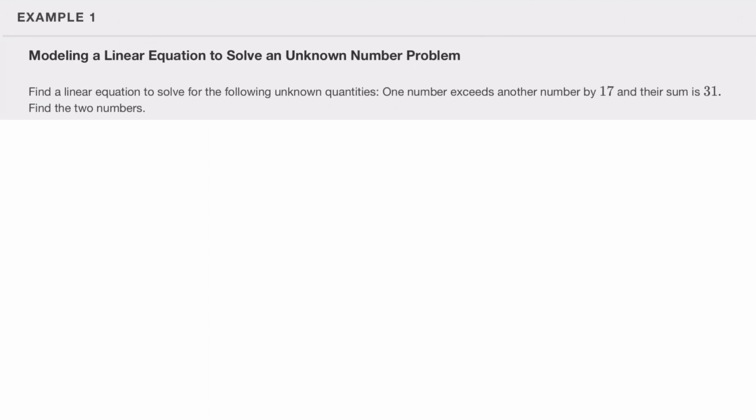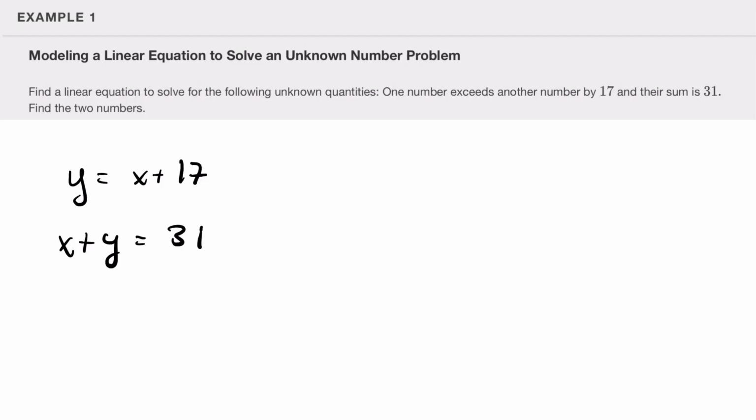So it says one number exceeds another number by 17. So y equals x plus 17, okay? And then if you add the two numbers together, their sum is 31. So that means x plus y equals 31. We have two equations, two unknowns we can solve.